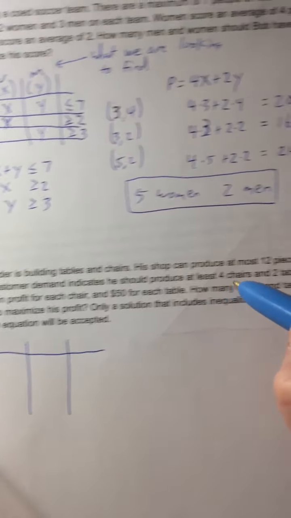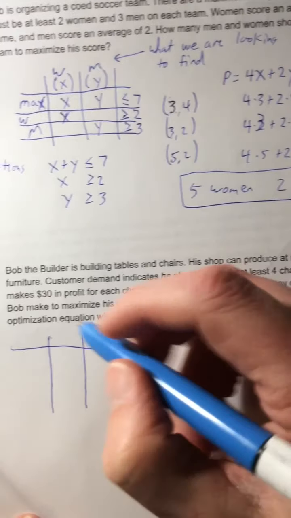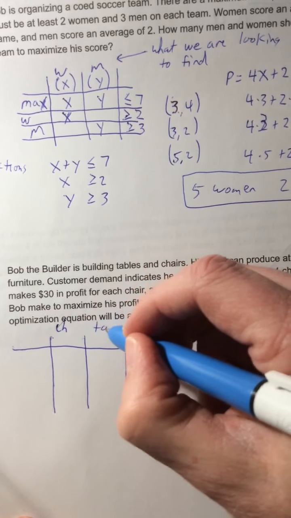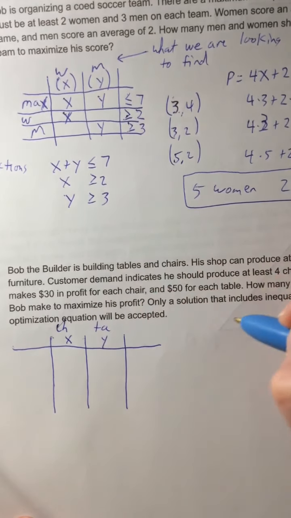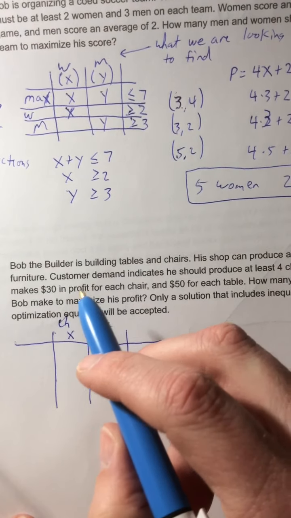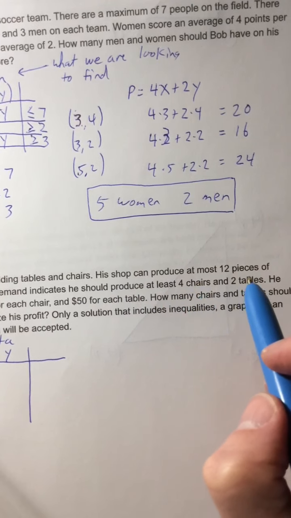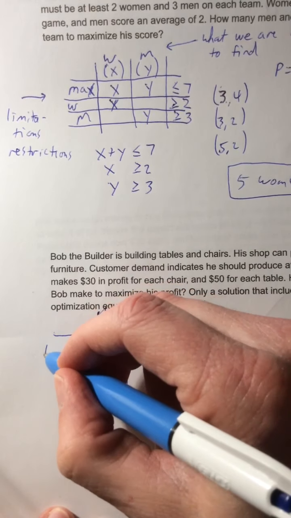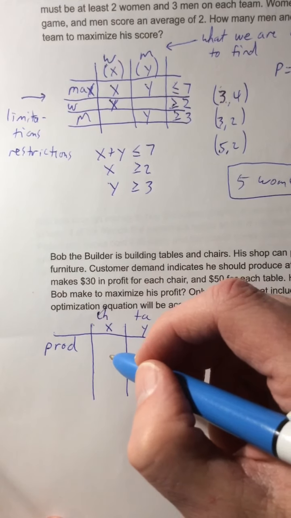And we remember the story, Bob's making tables and chairs. And so I think tables was listed first. 4 chairs and 2 tables. Good, so we'll do that first. So chairs, tables, and that's an X, and that's a Y. And it says here that his shop can produce at most 12 pieces of furniture. So production. I'm going to call that production. It doesn't really matter what you call these things, just as long as you call them something.